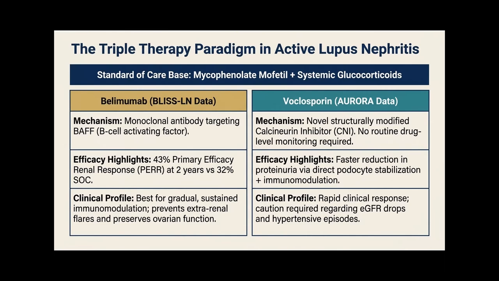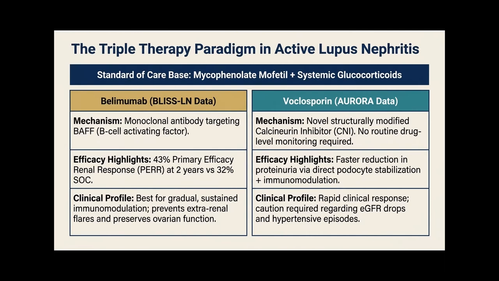Now, the BLISS-LN data, a monoclonal antibody targeting BAFF. What is BAFF? B-cell activating factor. It is targeted by a monoclonal antibody. What is the drug we use? Belimumab. Efficacy, very efficacious. Clinical profile, best for gradual, sustained immunomodulation, prevents extrarenal flares and preserves renal function.